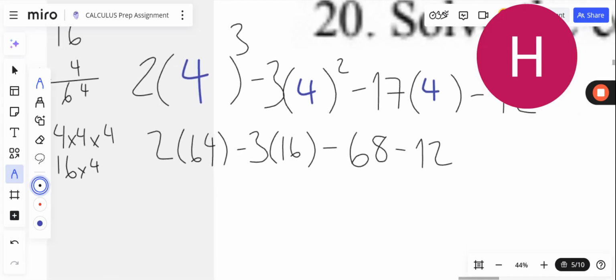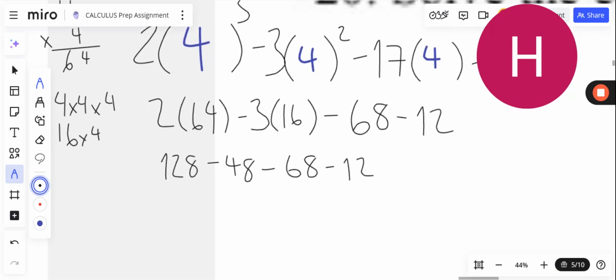Okay, let's give this a shot. So we have 4 times 4 times 4 is 64. We have 4 squared is 16. And then plugging in a 4 here, 17 times 4 is 68. So let's multiply out. This is 128 minus 48 minus 68 minus 12.